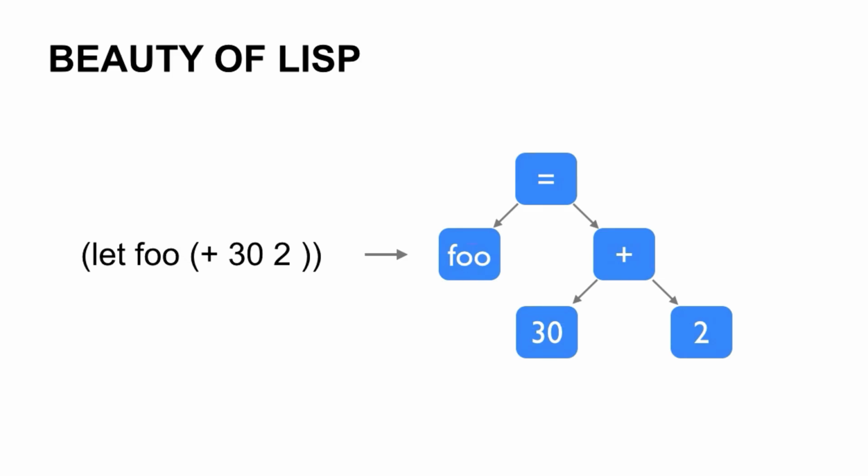Let is equals. That's the root of our tree. The first operand to let is foo. That's our left-hand side. And then we have this sublist, which is the sum of 30 and 2, and that's our subtree of plus 30 and 2. So in every other language, we go through all this heavy machinery to turn our human readable form into this abstract syntax tree. In Lisp, we're just sort of working with the abstract syntax tree directly, and there is something elegant about that.